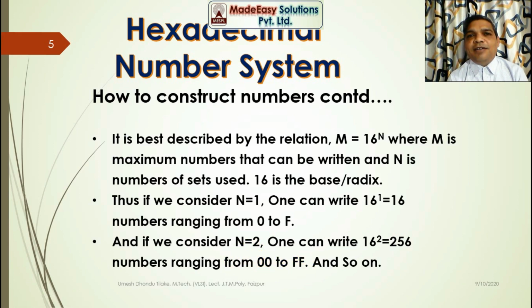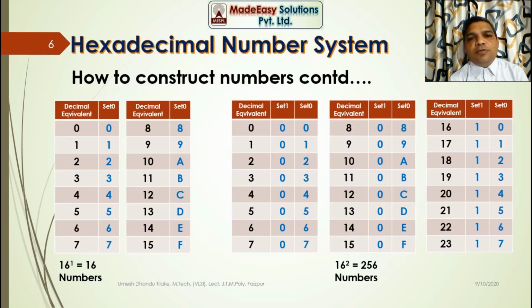You can calculate the numbers. If you consider 3 sets, then 16 power 3 is how much? 4096. So we can write 4096 numbers. So let's see how we can write the numbers in series. See here, I have used only one set.